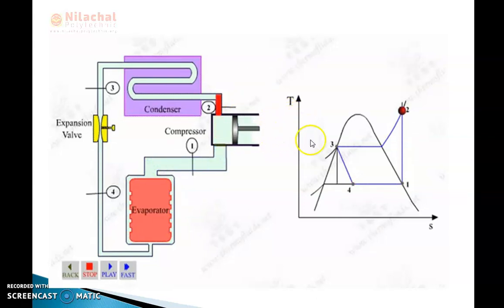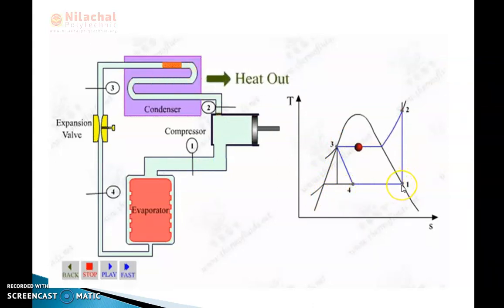So this is a TS plot, temperature versus entropy. 1 to 2 you are using the compressor and the process name is isentropic compression process. First, you know this is the saturated liquid line and this is the saturated vapor line. This is a high constant pressure line, this is a constant pressure line, and this is a constant pressure line.